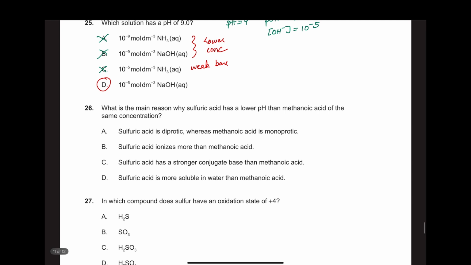Next, what is the main reason why sulfuric acid has a lower pH than methanoic acid? Lower pH would mean it's a stronger acid, which means higher H plus concentration, which means there is more dissociation.